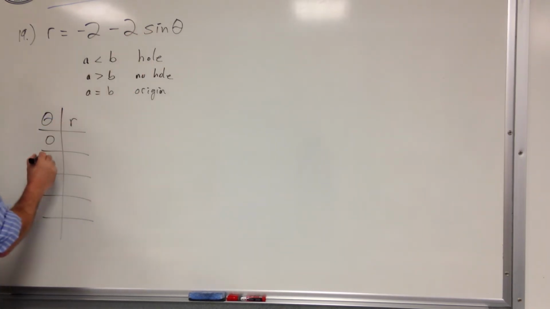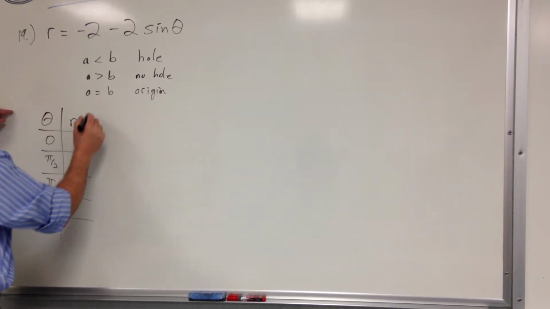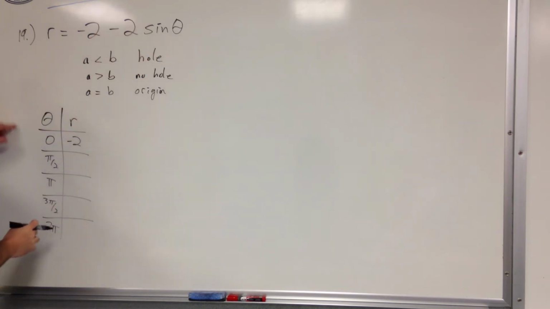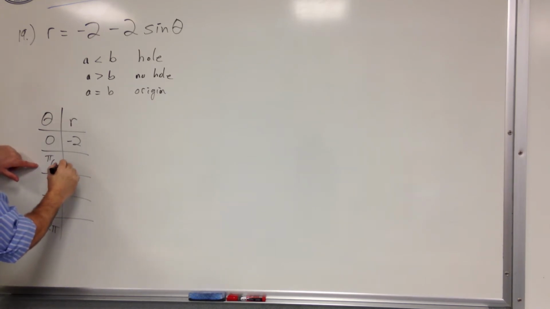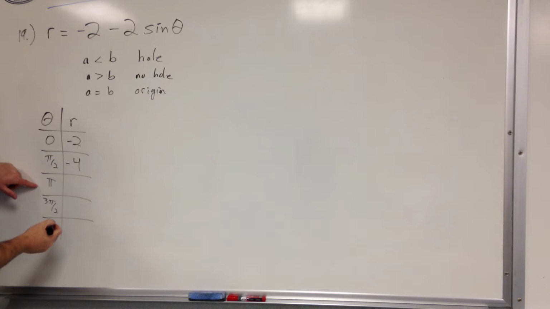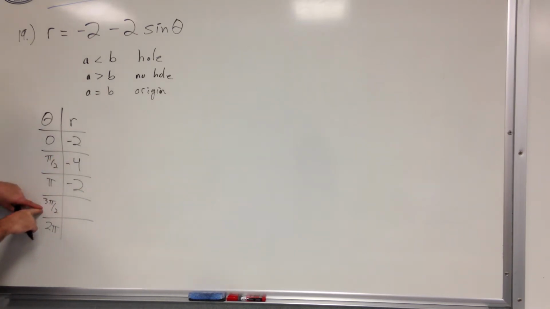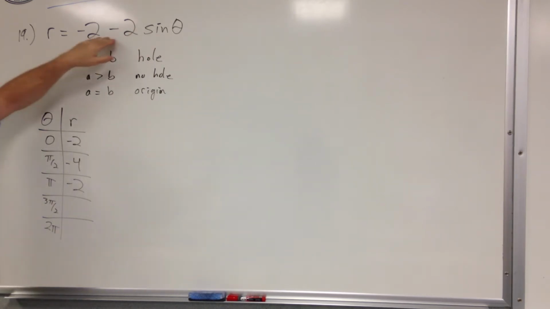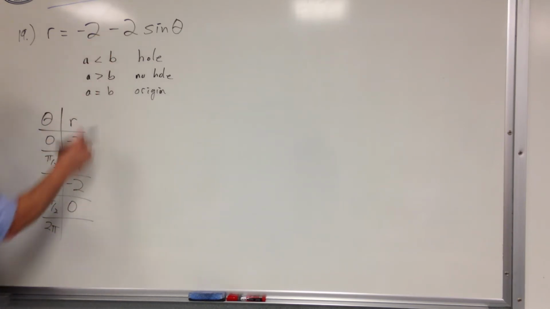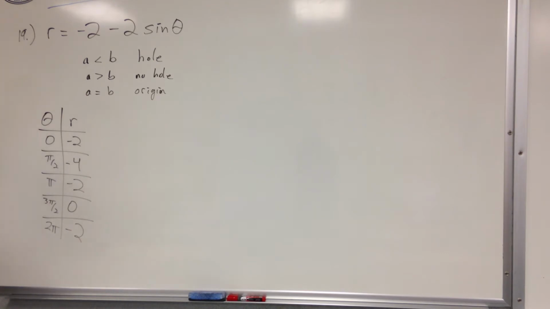Now, there's no coefficient in front of the theta, so I'm going to go ahead and use 0, pi over 2, pi, 3 pi over 2, and 2 pi. Sine of 0 is 0. Negative 2 minus 0 is negative 2. Pi over 2, we get positive 1. Negative 2 minus 2 is minus 4. Pi is 0, negative 2. 3 pi over 2, here's where that cusp on the origin comes in. The sine of 3 pi over 2 is negative 1. Negative 1 times negative 2 becomes plus 2. Negative 2 plus 2 becomes 0. 2 pi, you're back at 0, and negative 2 plus 0 gets you negative 2.